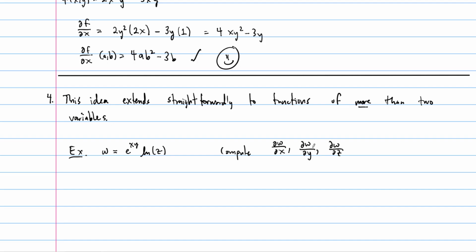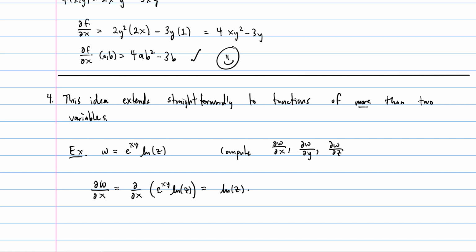All right, let's see how you did. Again, when you take these derivatives, so dw by dx, you're going to treat all the other variables as constants, right? I'll write it out in a few steps here: d by dx of e to the xy natural log of z. In this scenario, the y and the z are constants. So number one, this log of z is a constant. That can just come out.